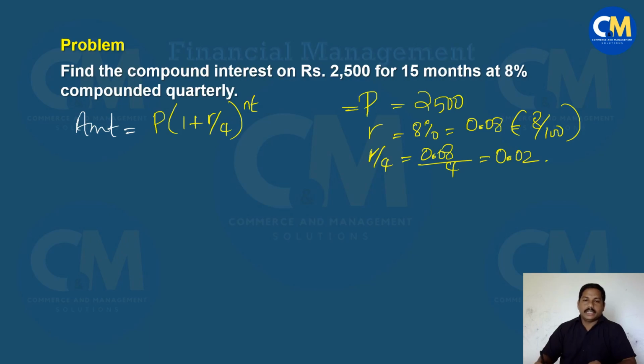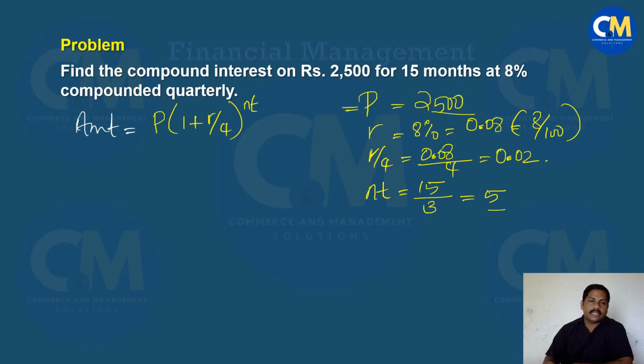Hope you got it. Then we need to take NT, the number of times which we are going to calculate. How many months are we taking? Total duration is 15 months. Each quarter period has how many months? 3 months. So we will be calculating the interest 5 times, so NT is 5. Then you can apply all these values. We got the principal 2,500, R by 4 is 0.02, and NT is 5.